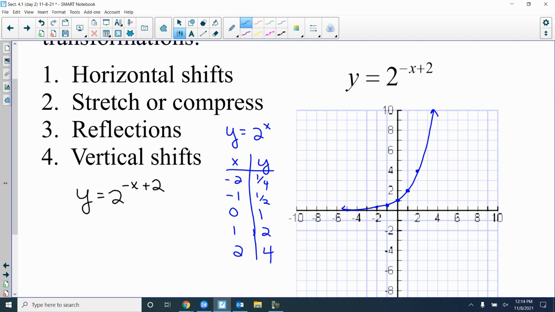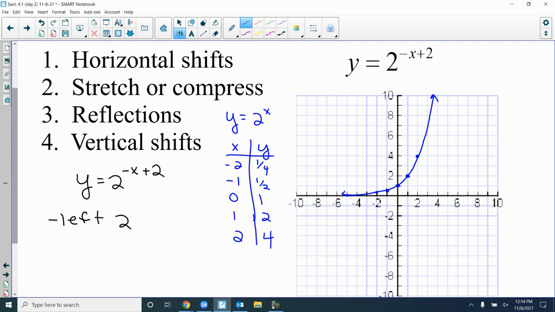All right, as you look at the second equation, y equals 2 to the negative x plus 2. What's happening? As you take a look at that, what transformations are going on? Ben, any horizontal shift? Left. Left 2. And then what else? Any stretch or compress? No. What about reflection? Reflects over the y-axis. Okay, over the y-axis. So those are the only two things that are going on.